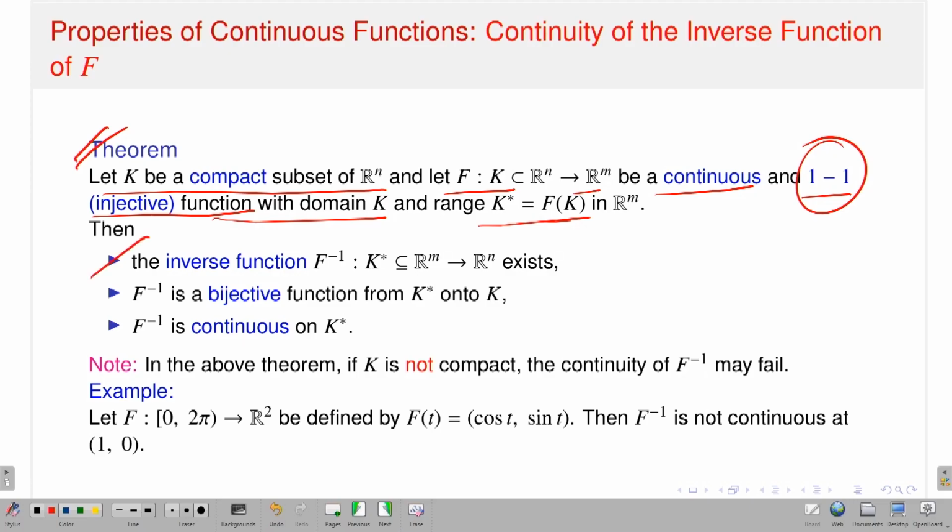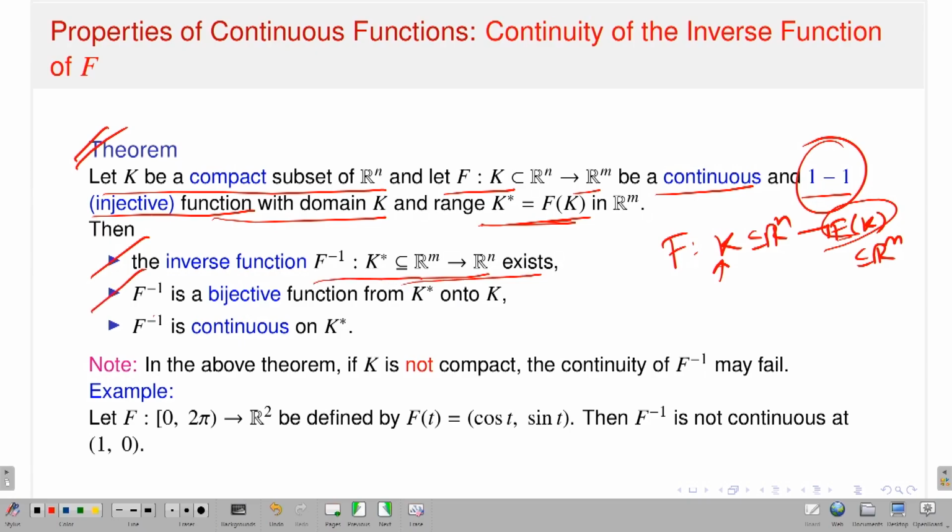What are the conclusions? First, the inverse function F inverse from K star to Rn exists. Capital F is a map from K, a subset of Rn, to F of K. It is injective on K, and considered from K to F of K it is also surjective. So it is bijective, which means the inverse exists, from F of K, which I have written as K star, to K. That is why the inverse function F inverse from K star to Rn exists, number 1.